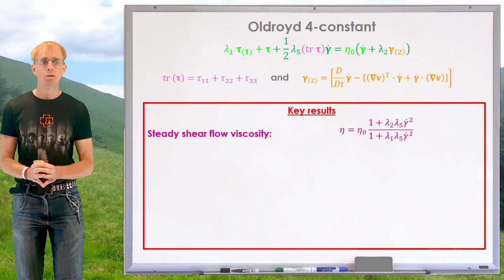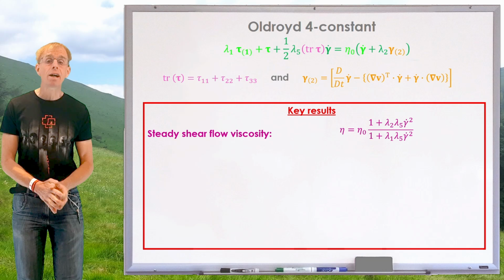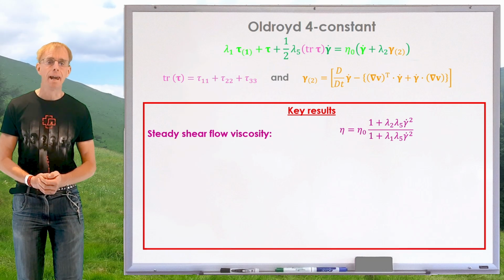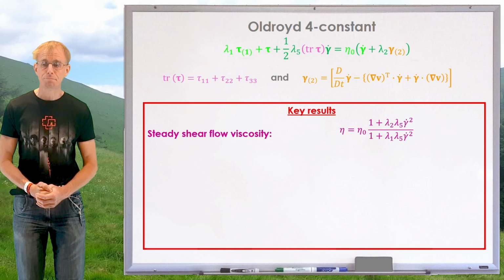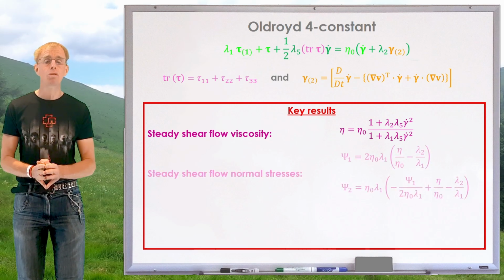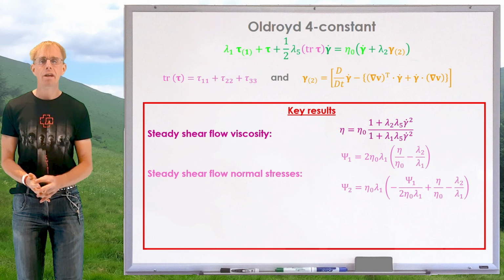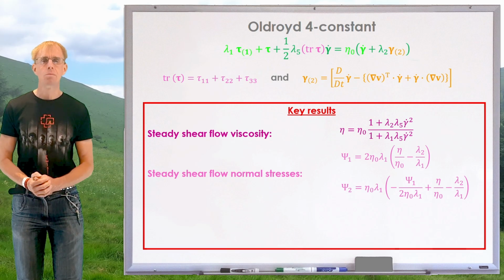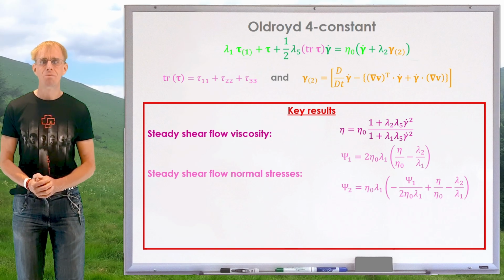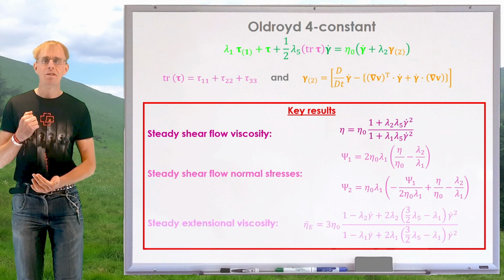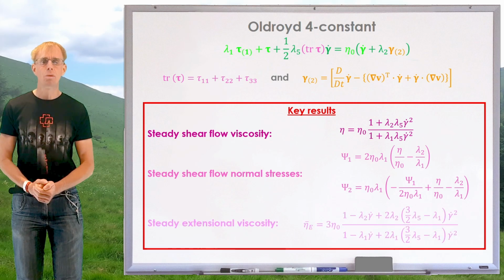Again, going to some key results. Our steady shear viscosity now naturally varies with shear rate according to the values of the relaxation times lambda 1, lambda 2 and lambda 5. We also have non-zero first and second normal stress coefficients, and they vary with those relaxation times as shown there on the board. We can also get an analytical equation that describes the steady extensional viscosity as well.